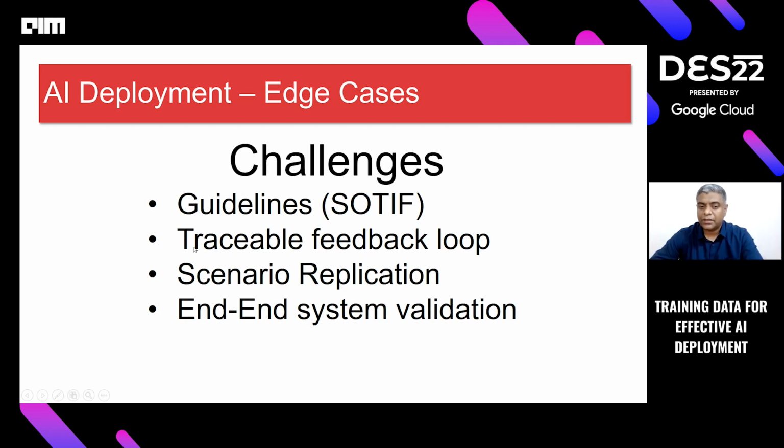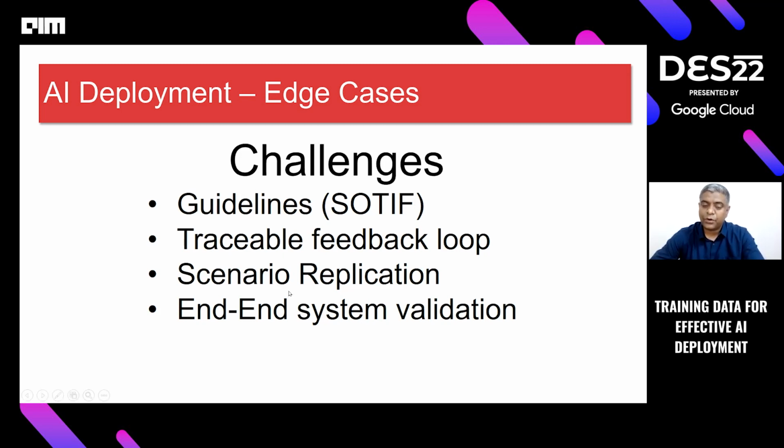Another problem area is in having a very tight and traceable feedback loop between when an edge case is reported and to the point where that ML model is retrained on that particular edge case. Once an ML model is retrained, the scenario under which it failed has to be replicated. This is where synthetic data and simulations play a huge role.